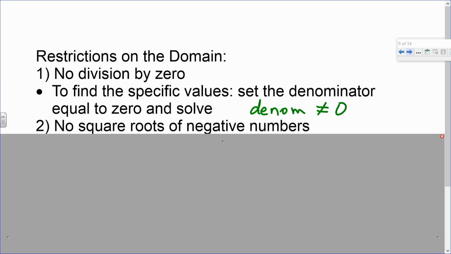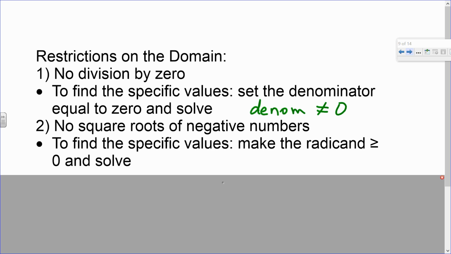The second restriction, we cannot take square roots of negative numbers. We're talking about graphs. So we have an x and a y axis. Those are only real numbers. We don't know how to put any complex numbers on the x-axis or on the y-axis. So we cannot have any negatives inside the square roots.